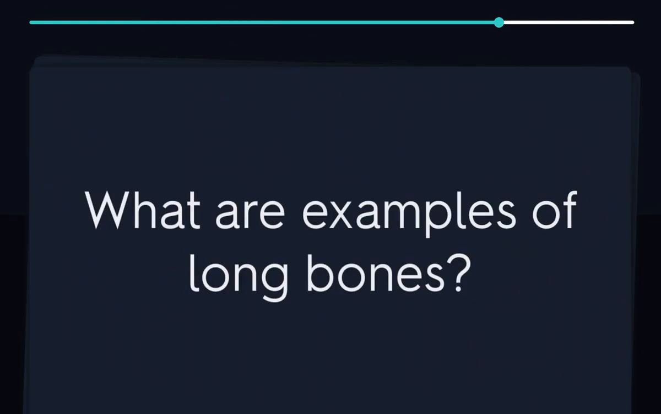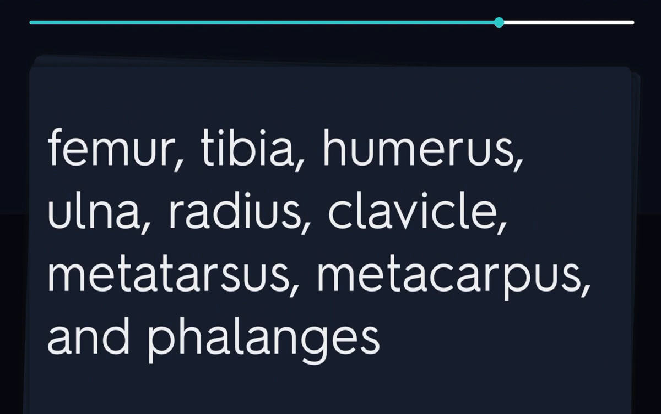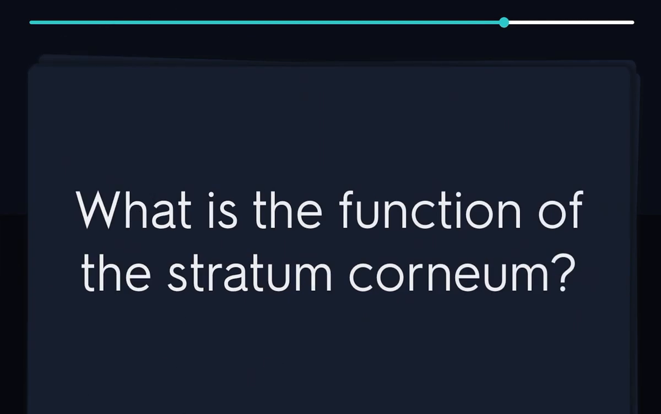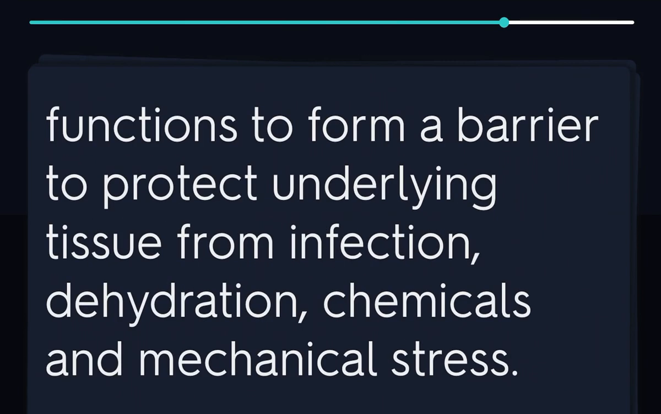What are examples of long bones? Femur, tibia, humerus, ulna, radius, clavicle, metatarsus, metacarpus, and phalanges. What is the function of the stratum corneum? Functions to form a barrier to protect underlying tissue from infection, dehydration, chemicals and mechanical stress.